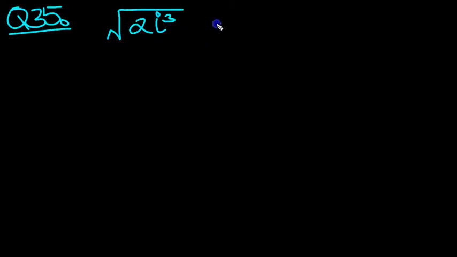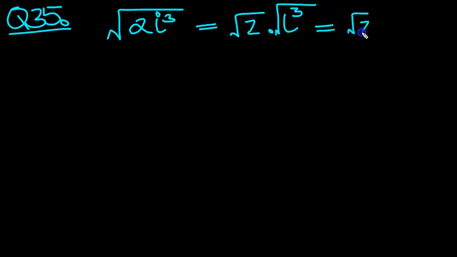The square root of 2i cubed then. Let's have a look at this. Let's simplify it first using properties of indices. So it's the square root of 2 times i cubed, square rooted also. And that's to the 3 over 2, isn't it? So it's the square root of 2 times i to the 3 over 2, because that's power half.